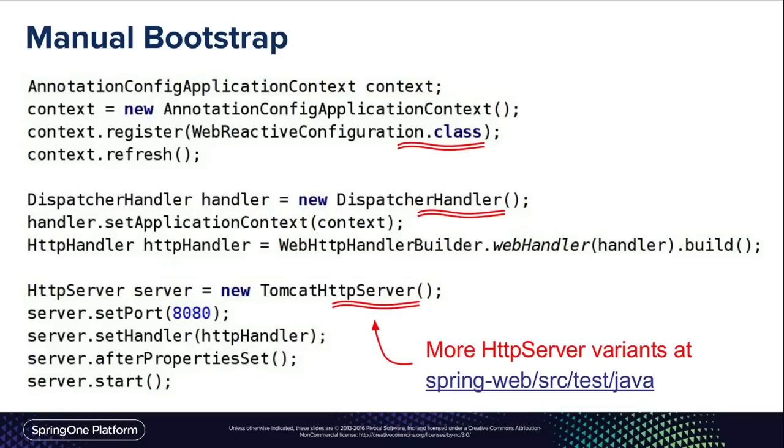Then in the second section, you see where we created the dispatcher handler. That's similar to the dispatcher servlet. We hook it up with the application context and create the HTTP handler that we need. The HTTP handler is kind of the common abstraction that we have between HTTP to have a handler for HTTP with reactive streams contracts. And then at the bottom is the HTTP server.